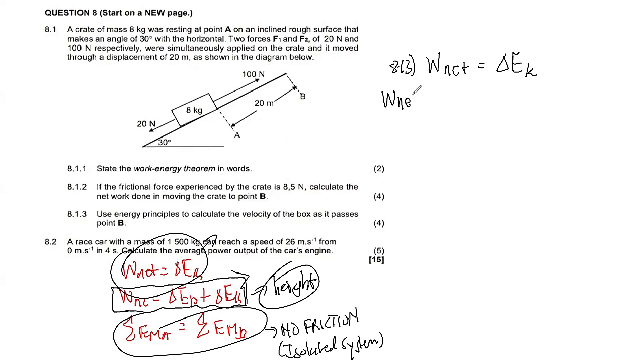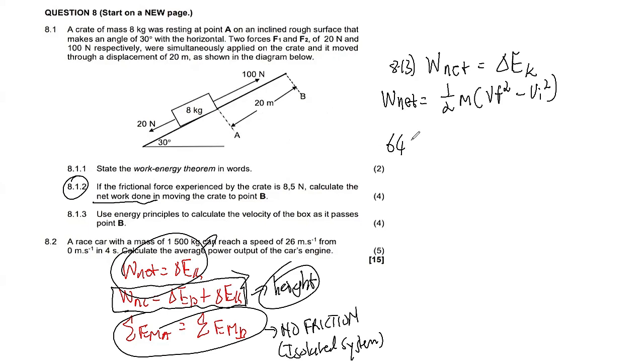W net, remember, we have the value for W net. So let's start by breaking down this: Vf squared minus Vi squared. Now remember from the previous question, what were we calculating? The net work done. The net work done is the W net.